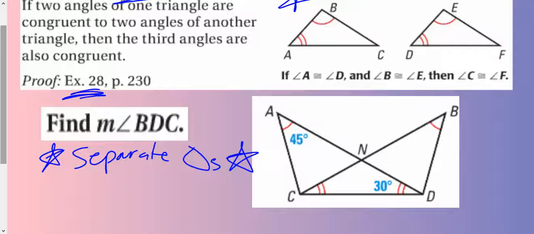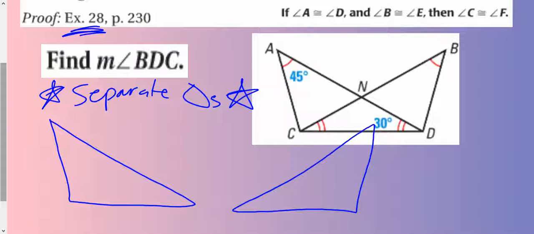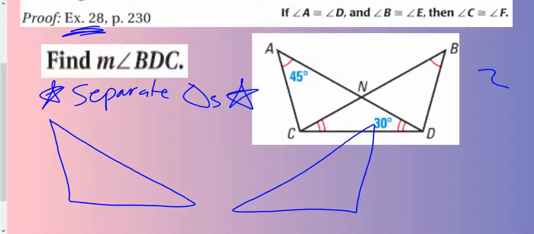Okay, and what I mean by that is you're going to take this triangle, and you're going to take this triangle, and you're going to separate them. It's going to allow you to figure out different parts of the triangles. Okay, and then, so I have some congruent angles here. So let's see, that one's 45, and this one's 45, and this one's 30, and this one's 30. And they're looking for BDC. So BDC is this one right here. So that one would be right there. That's what we're looking for.